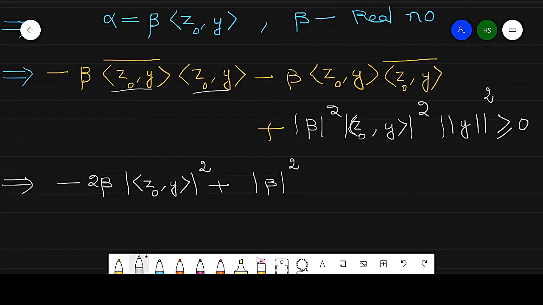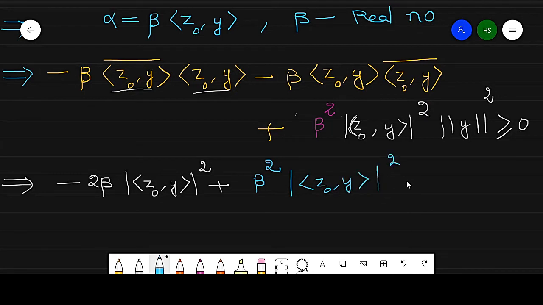So this value can be written as simply beta, because it's a real number. So this is simply beta square. If it is simply beta square, then this is beta square into the inner product of z naught comma y raised to power 2, into the norm of y raised to power 2, which is some positive number.